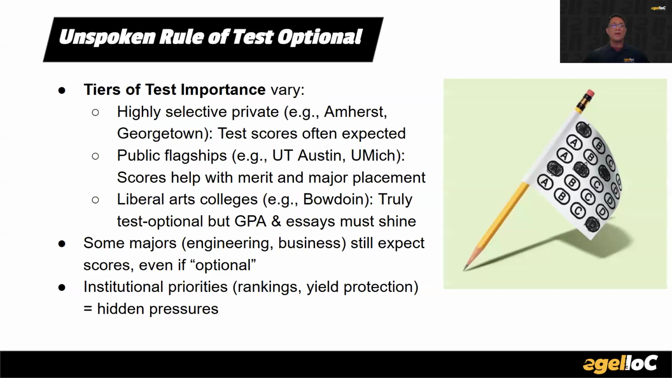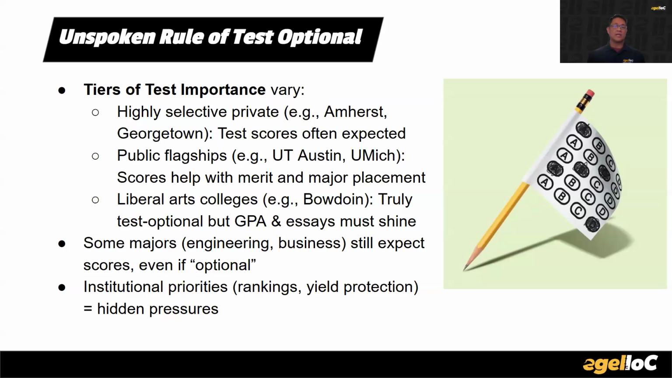Okay. Now, what is the unspoken rule of test optional? Well, here's what many families don't realize. Test optional policies are not always as optional as they sound. For example, a highly selective school, let's say like Georgetown or MIT, they say they're test optional, but almost all of the admits submit scores. And I know that's disheartening for some people, like, oh my gosh, how do I know? But again, as I mentioned, scores can make a difference.